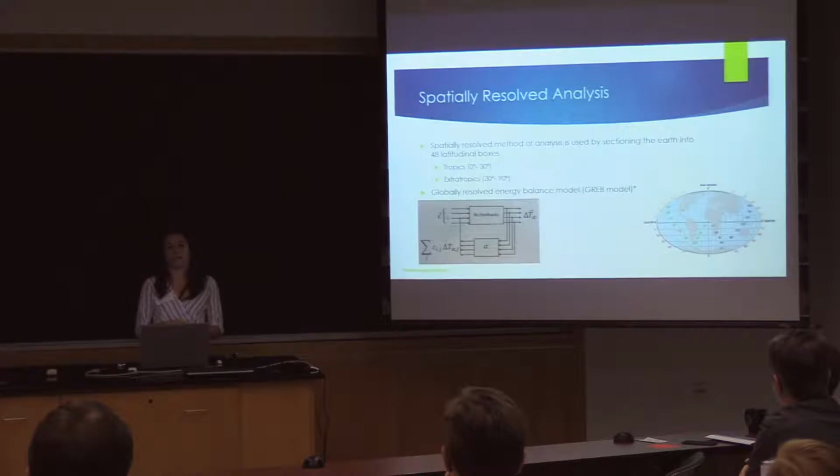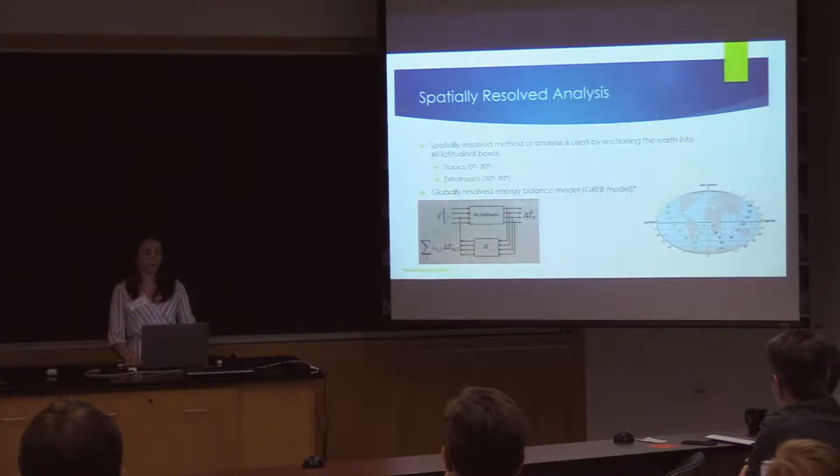So I'm going to be talking a lot about the tropics and extratropics in this for my research. So just to be clear, the tropics is 0 degrees to 30 degrees in the north and in the south, and the extratropics regions are 30 degrees to 90 degrees in the north and the south as well.